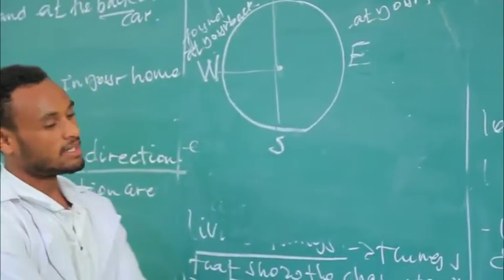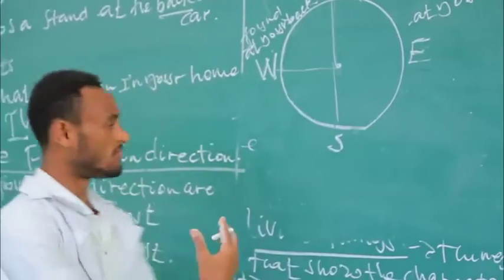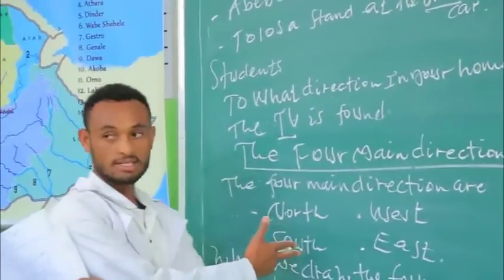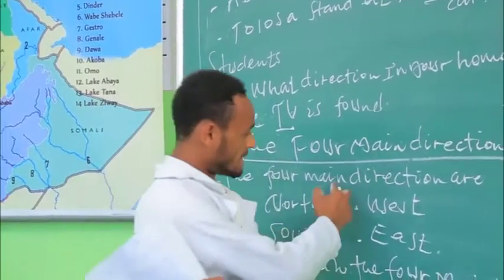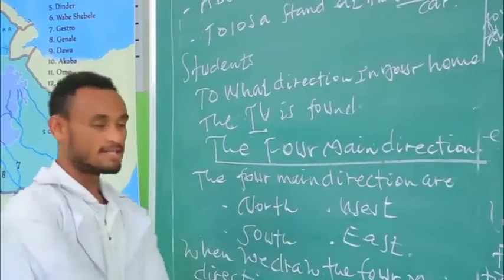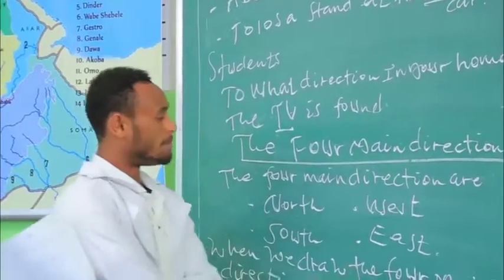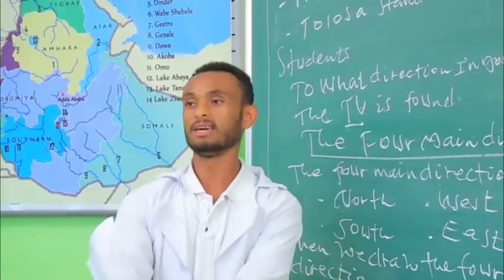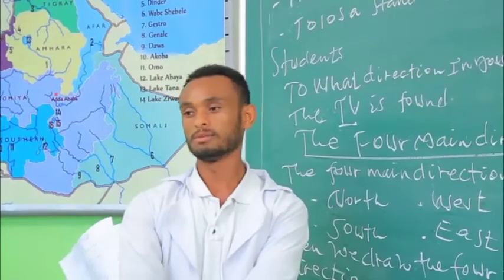And also we have seen the four main directions. The first one is north. The second one is south. The third and fourth are west and east. By using these four main directions, you can locate a given object.